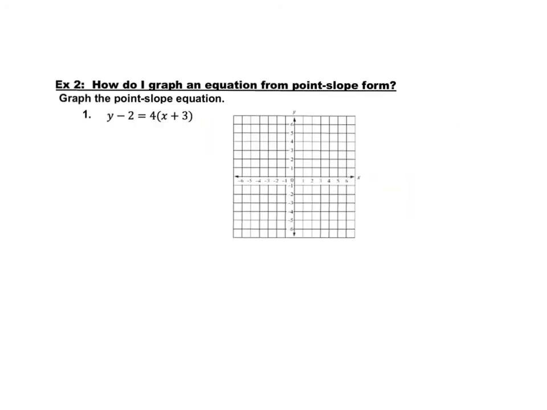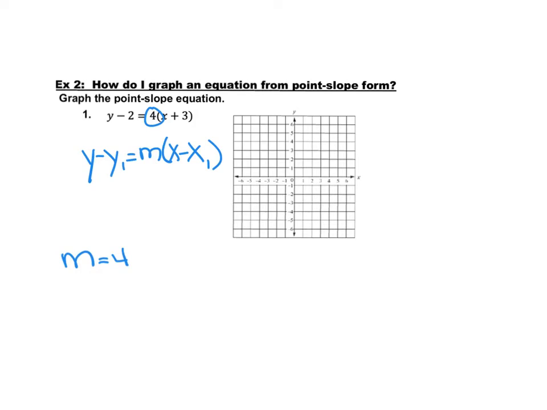Example 2, how do I graph an equation from point-slope form? Graph the point-slope form equation y minus 2 is equal to 4 times x plus 3. Let's write the formula here: y minus y1 is equal to slope times x minus x1. So we know what our slope is. Our slope is 4. And then we need to have a point as well.